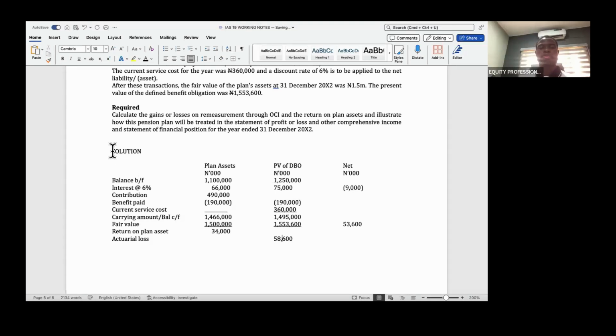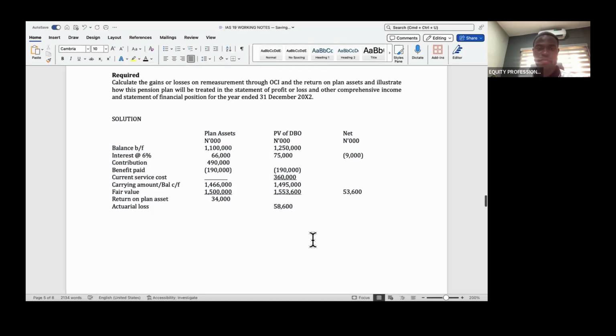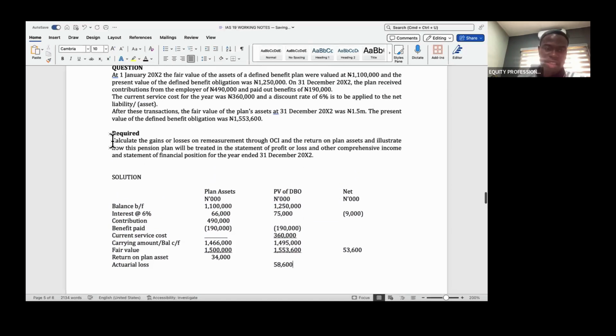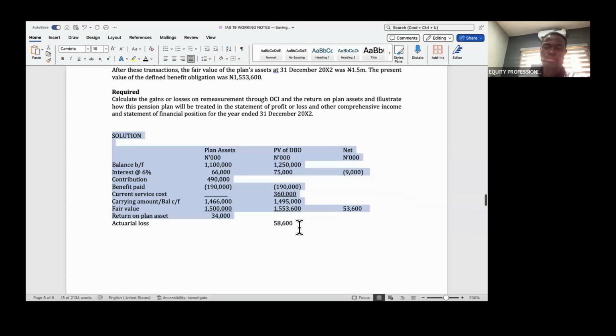If we're able to do this successfully, then you are done with the first part of the question, which is to calculate actuarial gains and losses on remeasurement and the return on plan assets. So I've done that already. There's no way you will have done that if you don't do this. Let me put this in brackets since the obligation was higher. Now, let's prepare our statements.